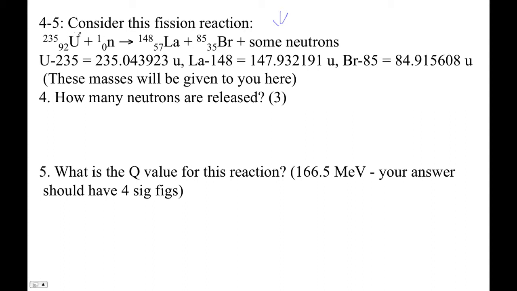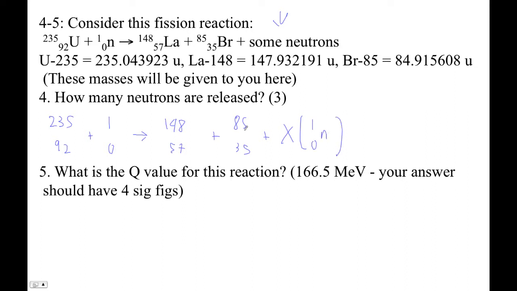So 235 plus 1 is 236, right? And then if I subtract this and subtract this, so 236 minus 148 minus 85 will give me the number of neutrons. So we're just balancing the mass, right? So 235, 92 plus 1, 0 is equal to 148, 57, plus 85, 35, plus the number of neutrons times 1, 0.